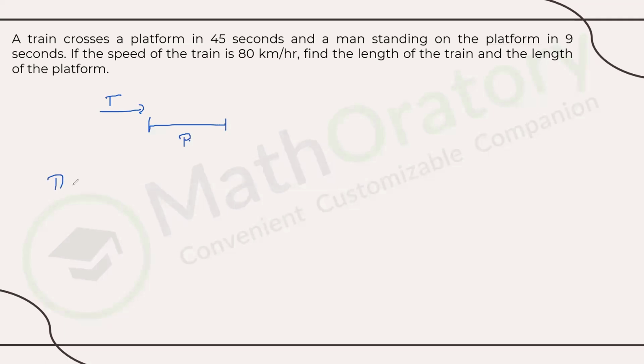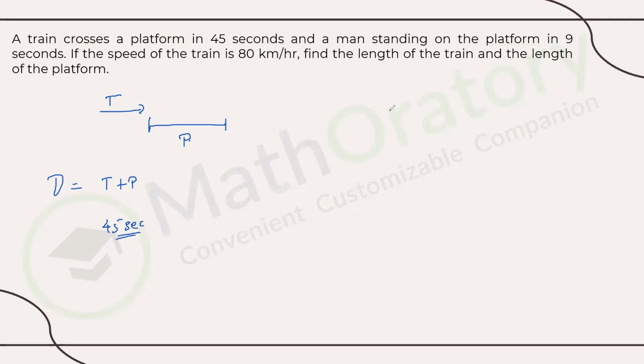the platform. So the relative distance, in this case, is as good as the distance because the platform is stationary. So the distance is t plus p. The train is covering this distance t plus p, t being its own length and p being the platform's length. I've not indicated that, but I hope you can remember this. So it covers this distance in 45 seconds.